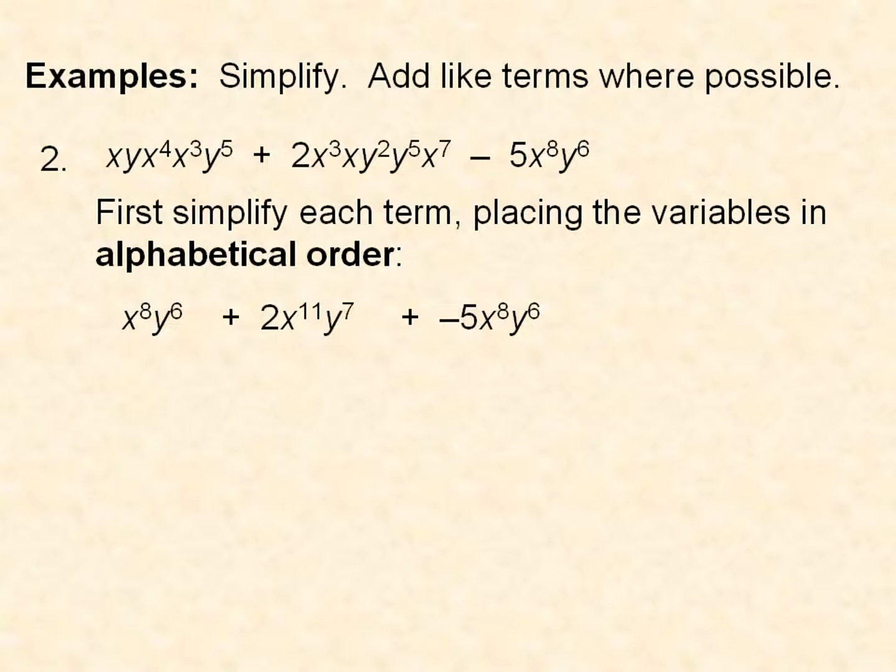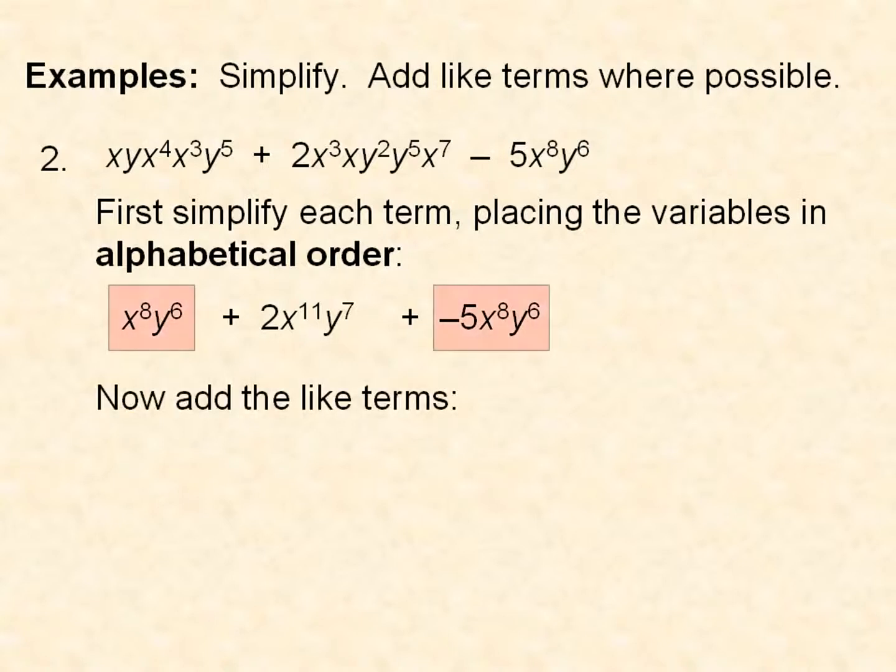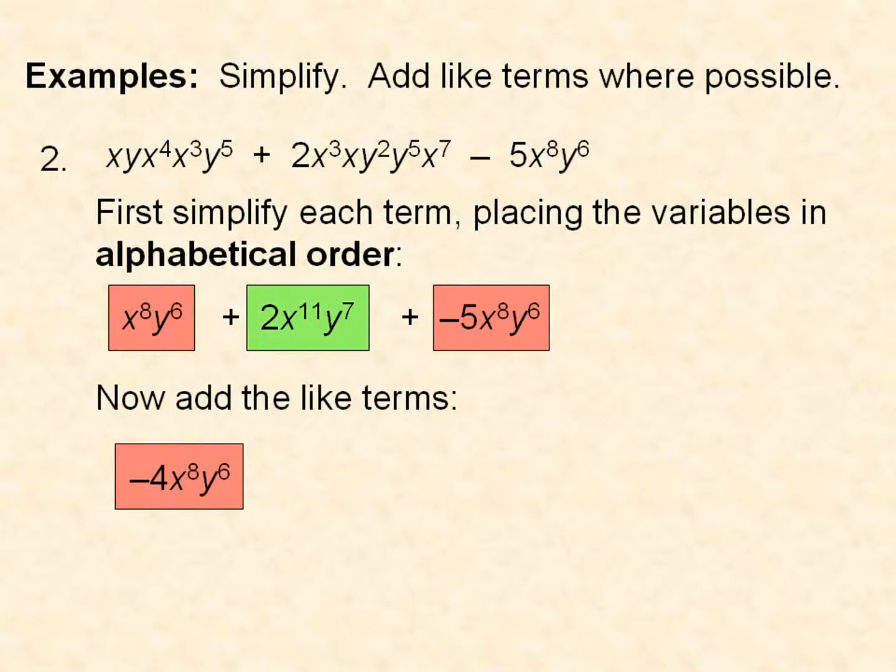Then we add the like terms. There are only 2 like terms, the x^8y^6 and the negative 5x^8y^6. So we add those, and then we add the other term. We have -4x^8y^6 plus 2x^11y^7.